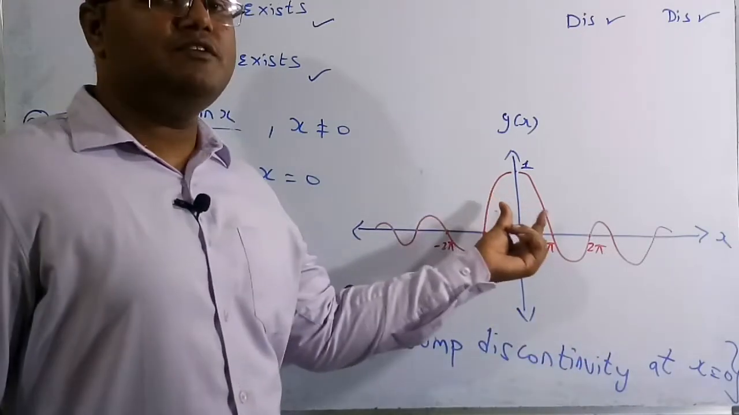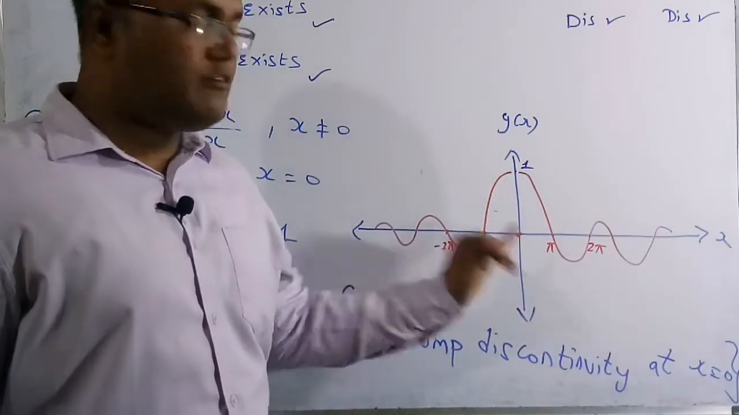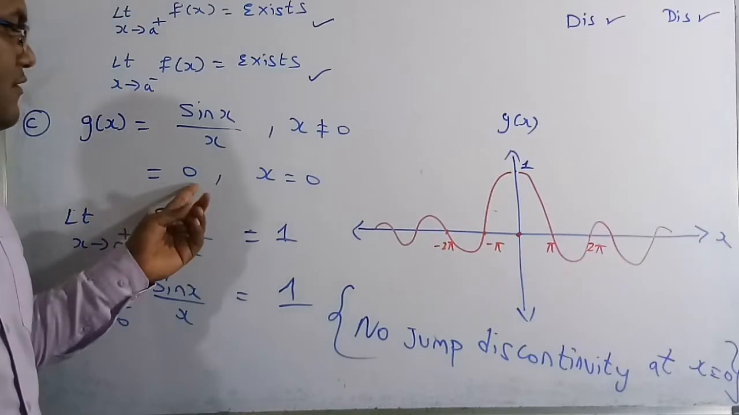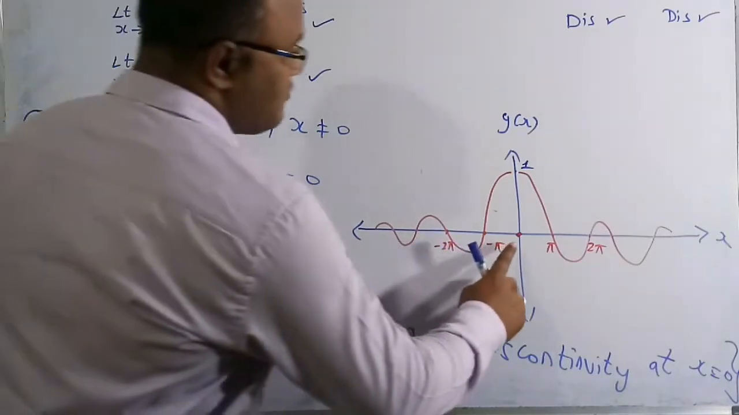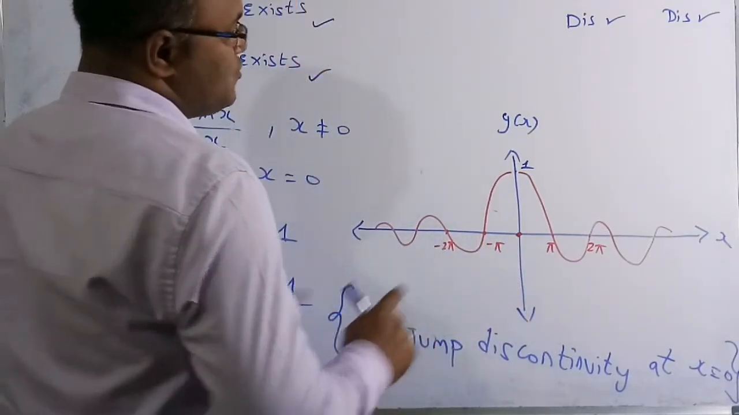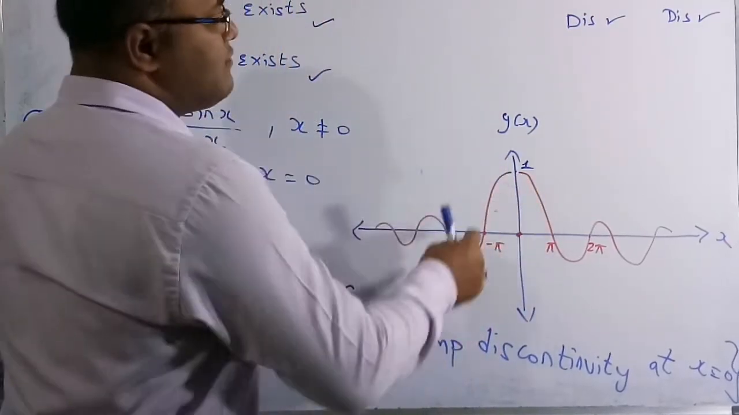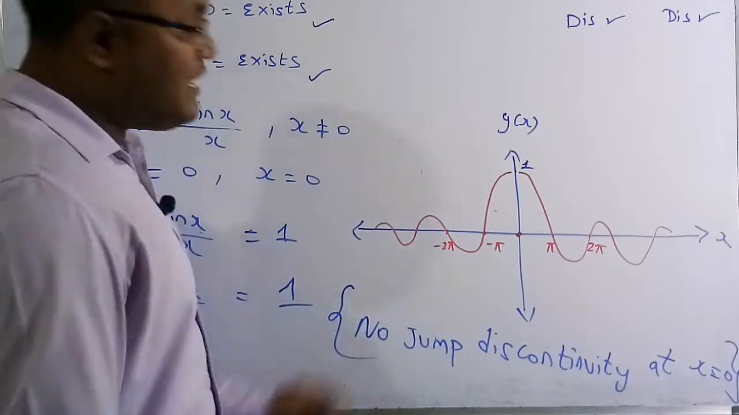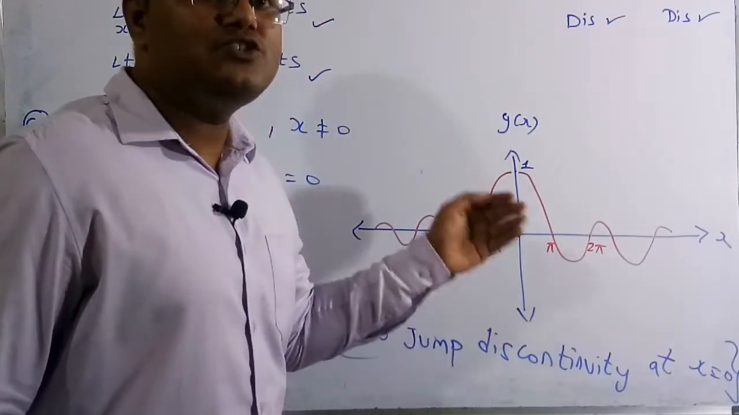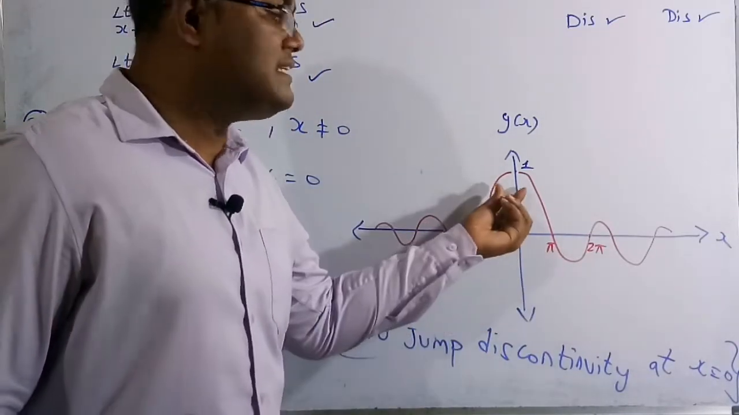So this is the value of the function sin x by x for x not equal to 0. But for x equal to 0, they have given its value as 0. So this is the value at 0 for this function. You can see clearly that at 0 plus and 0 minus, both values are equal, and the function is discontinuous, but there is no jump discontinuity because the limit exists.